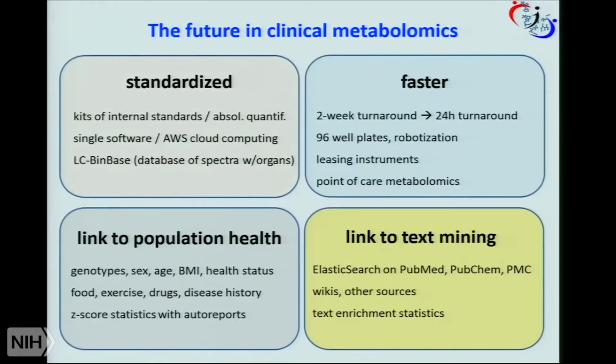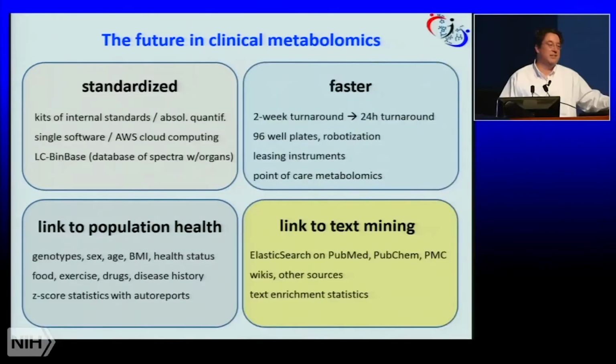So I want to use my last 2 minutes to tell you how I see it, and Bob Navio thankfully also did a little on that. I really think metabolomics has to become more standardized so that we can better communicate across labs. For that, we need kits of internal standards to do absolute quantification, just like Bob Navio said. We need single software, and my lab does this through cloud computing, able to take in data from different laboratories through the same type of data processing.